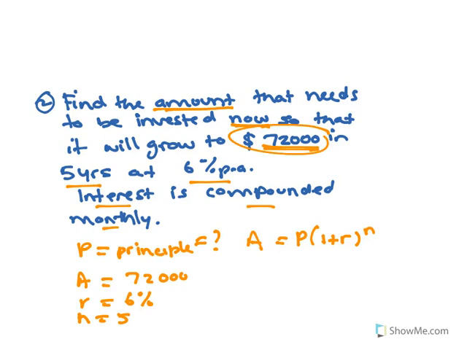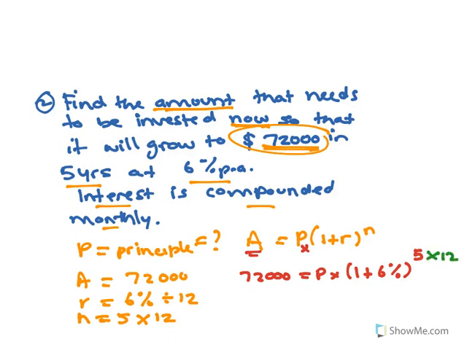Now, because this is monthly, the percentage interest rate needs to be divided by 12, and the 5 times by 12. So what this means is, in place of the A, we put 72,000. P, and there's a times there, 1 plus R, which is 6%, to the power of 5. Okay, so because it's compounded monthly, we times the 5 by 12, because it's paid 12 times every year, and the 6% needs to be divided by 12.